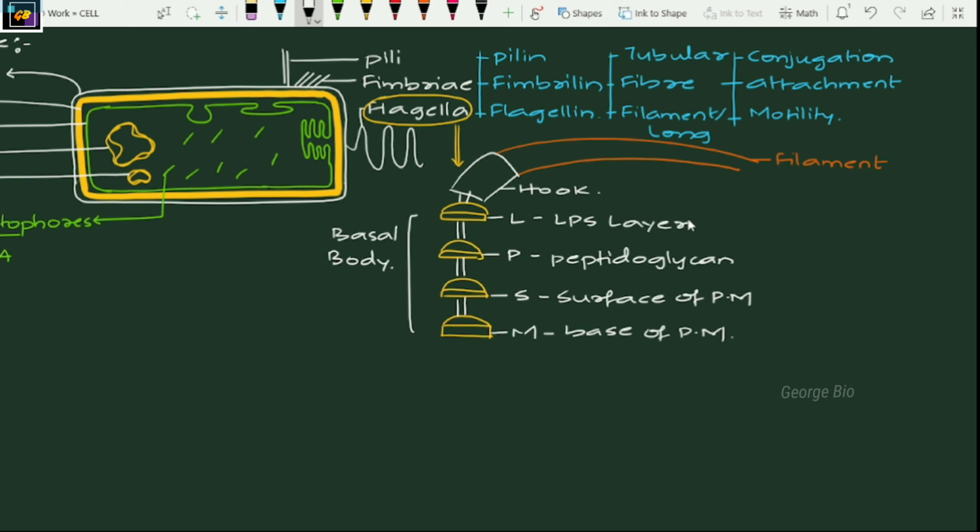I already mentioned in the previous video that the LPS layer is a characteristic feature of gram-negative bacteria. Now, how many discs are observed in gram-positive bacteria? Here, 2 discs are observed in gram-positive. When it comes to gram-negative, all the 4 discs are present in the flagella. So this is all about the surface appendages.